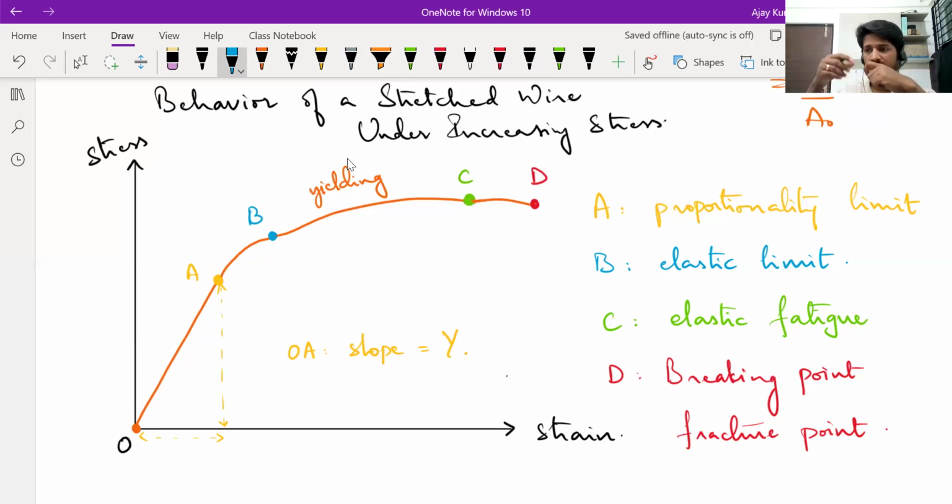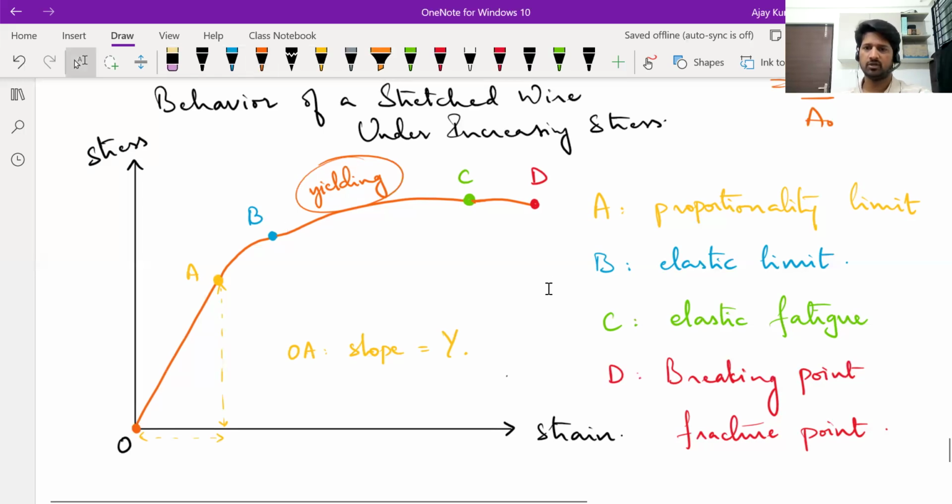Once it starts losing its ability to come back to original shape, it will become very easy to produce elongation. So that process is called yielding. For a small change in stress also, you'll get a lot of strain. So it loses its ability to restore. At one point, it is completely gone. That is point C, which is called elastic fatigue. Means the material is now exhausted. It has no more ability to come back to its original shape, even a little bit. And then free expansion will take place and ultimately the wire will break. So finally, fracture point or breaking point.